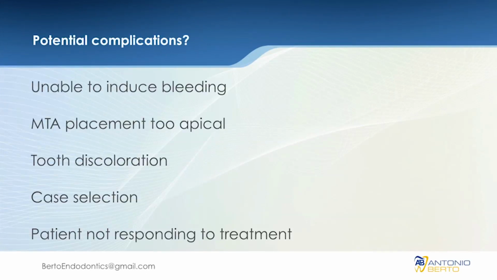Sometimes, unfortunately, this treatment, as any other dental or medical treatment, is not 100% successful. So in certain cases, we're going to be unable to induce bleeding. In those cases, I would recommend you place the medication one more time and bring the patient back. If the MTA placement goes too apical, you can always wash it out and try to place it again. Again, we have explained how to prevent that by placing the collagen barrier. We have also discussed how to avoid tooth discoloration, and then we'll talk in a second about case selection.